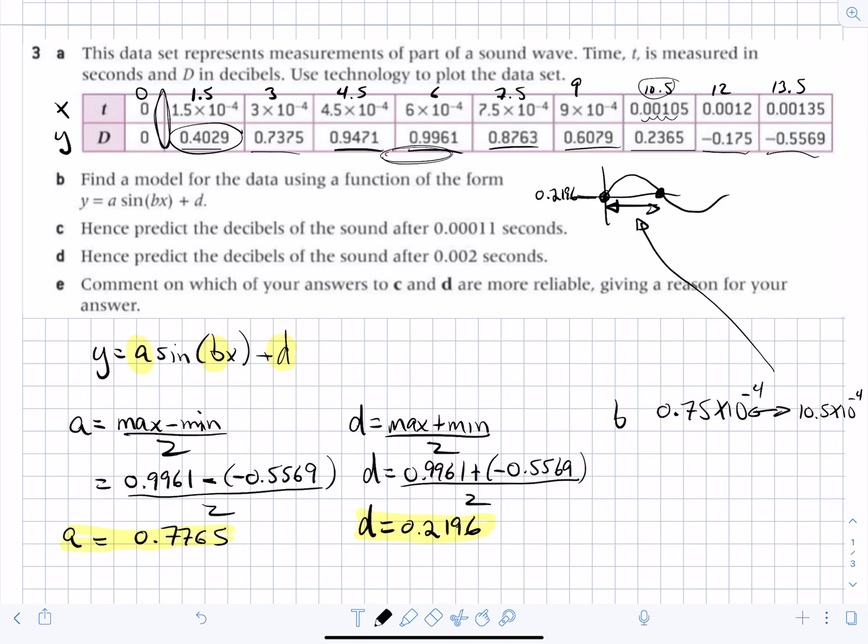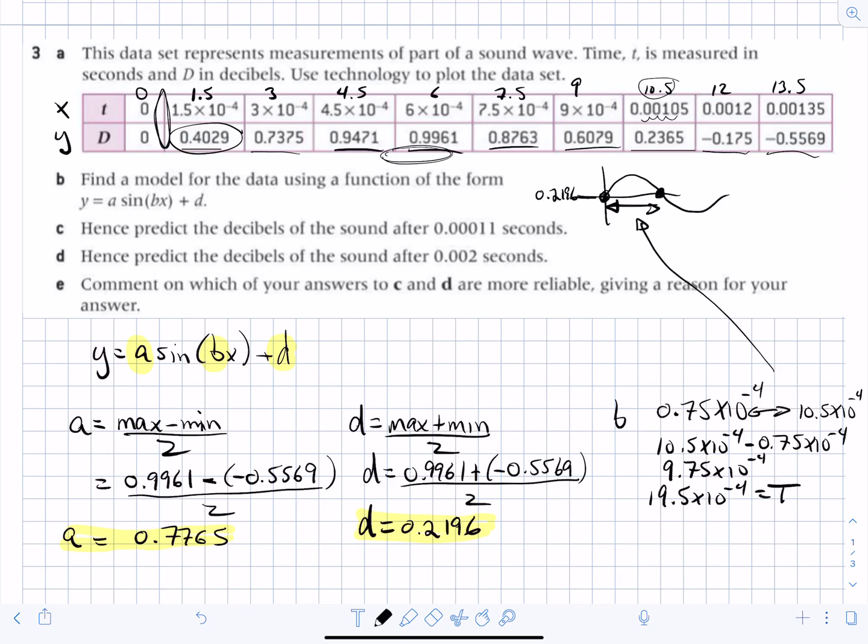So let's see, what's the difference between those two numbers? 10.5 times 10 to the negative 4 minus 0.75 times 10 to the negative 4 will give me 9.75 times 10 to the negative 4. And then I'm going to have to double this. So 19.5 times 10 to the negative 4. This is not good scientific notation, by the way. But this will be my period.